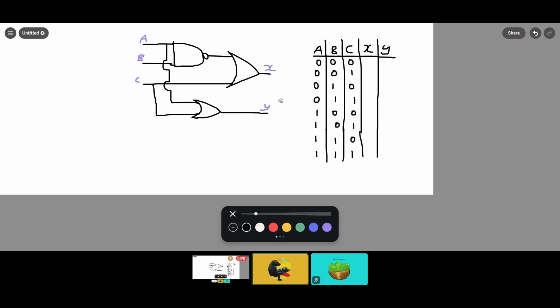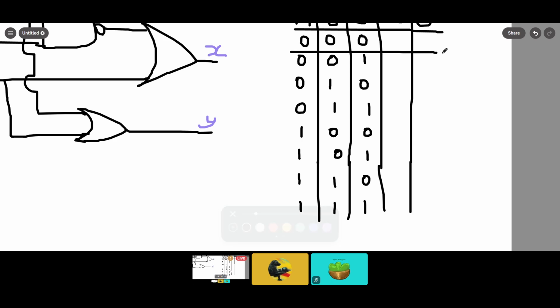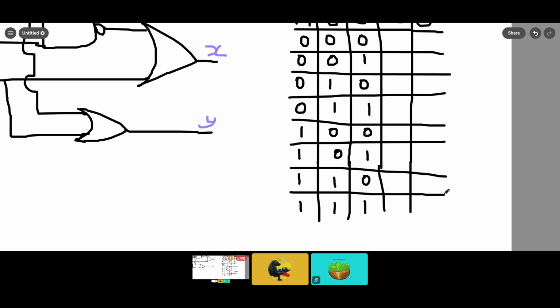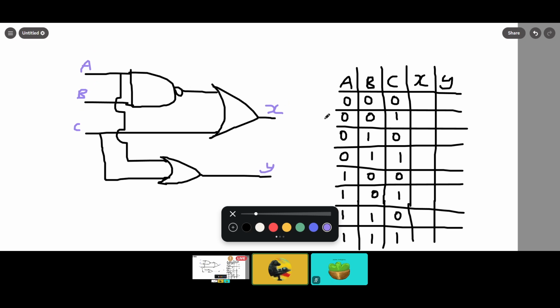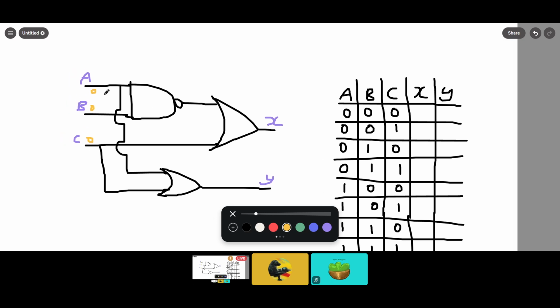Okay. Anyway, so now let's describe the outputs. So we have 2 outputs. So it may be a little bit harder, but we'll see. Okay, so we're gonna go through every single case to do this. So let's try this out. Okay, 0, 0, 0. When 0, 0 for the NAND gate.